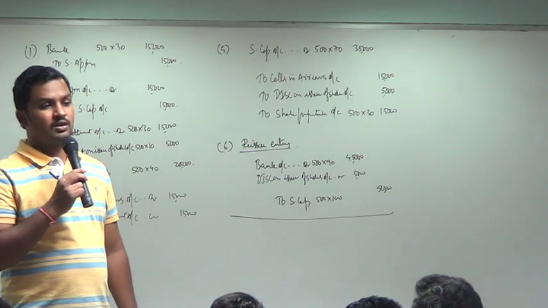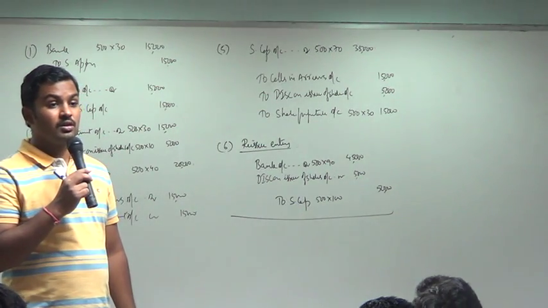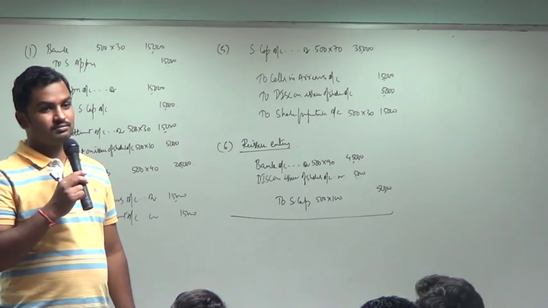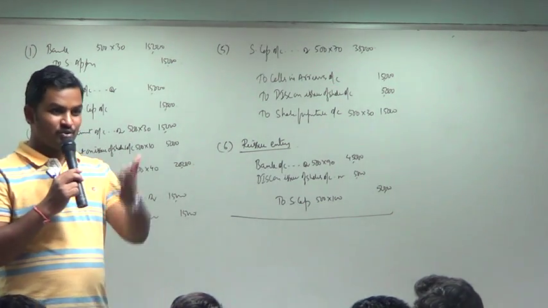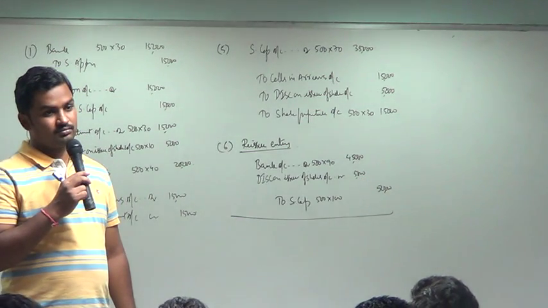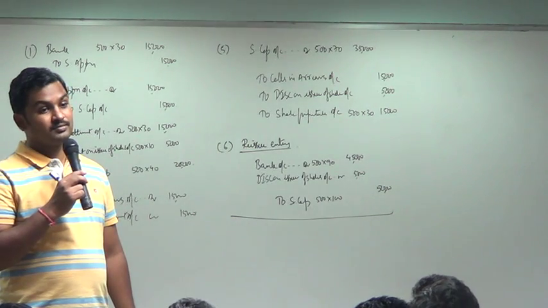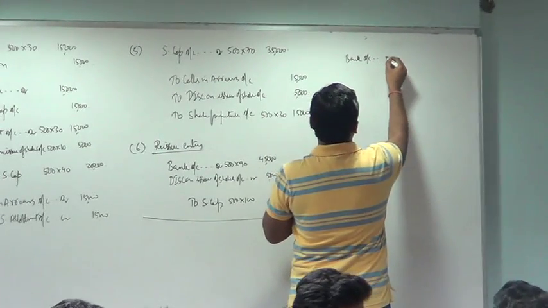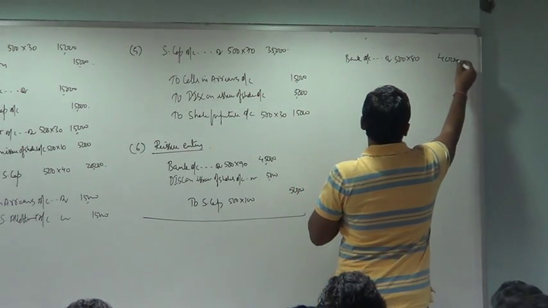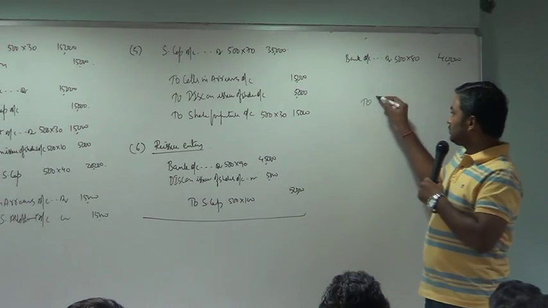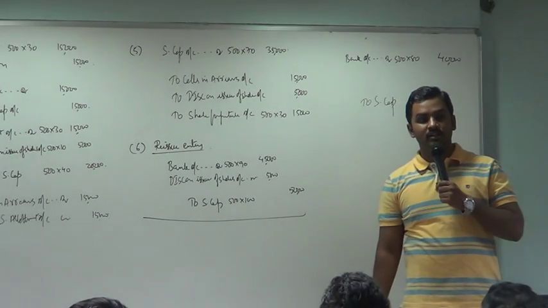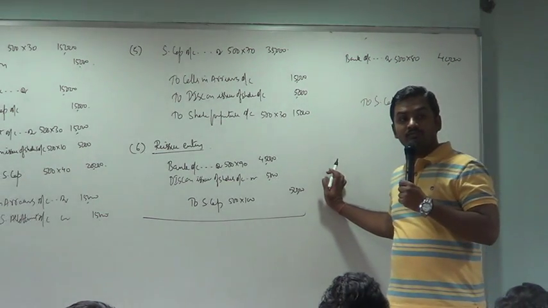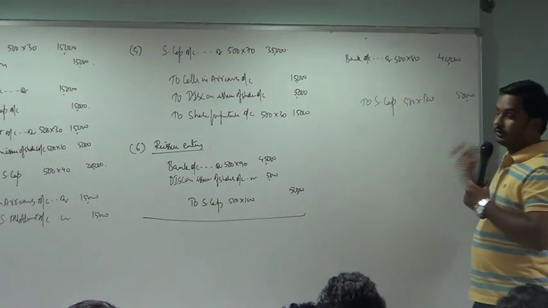Which account will be debited first? Bank account debtor. How much? 500 into 80, 40,000. Next, share forfeiture. Manoj, how much? You tell me, I'll write on the board. Don't help him. 500 into 80, 40,000. Okay, I'll help you. Capital account, how much should I credit? 500 into how much? Face value, 100, 50,000. But the entry is not tallying.